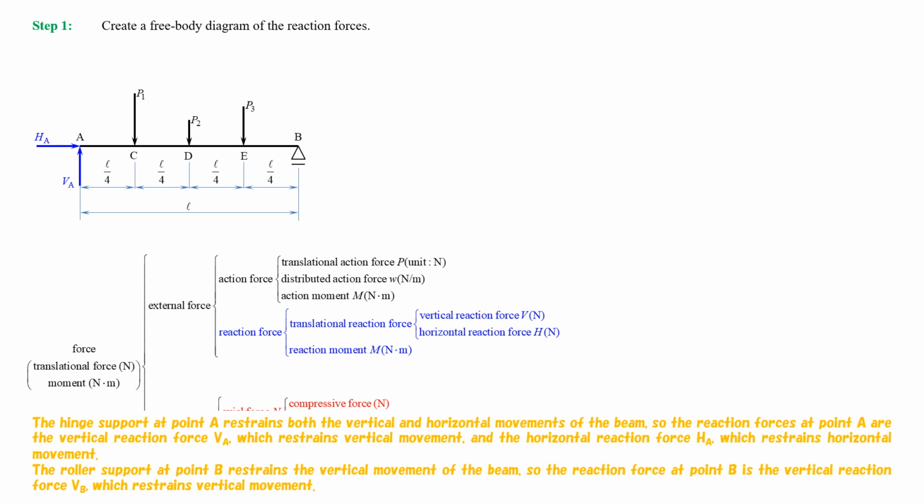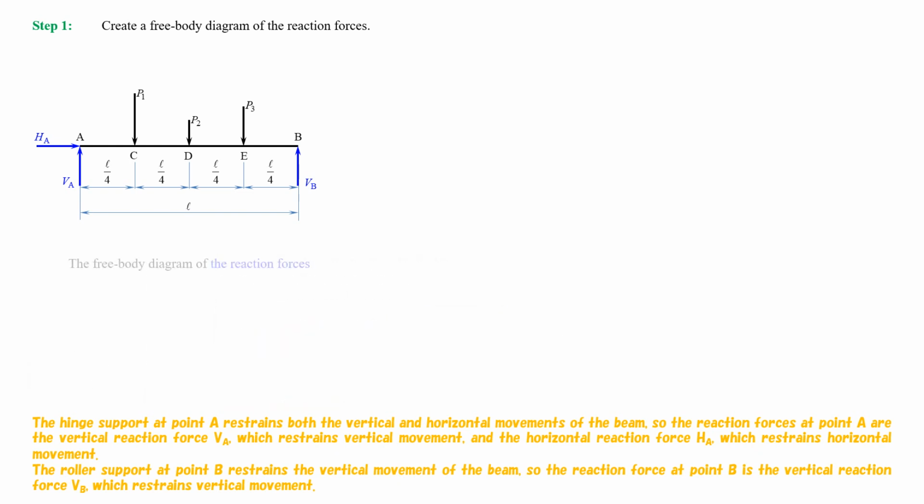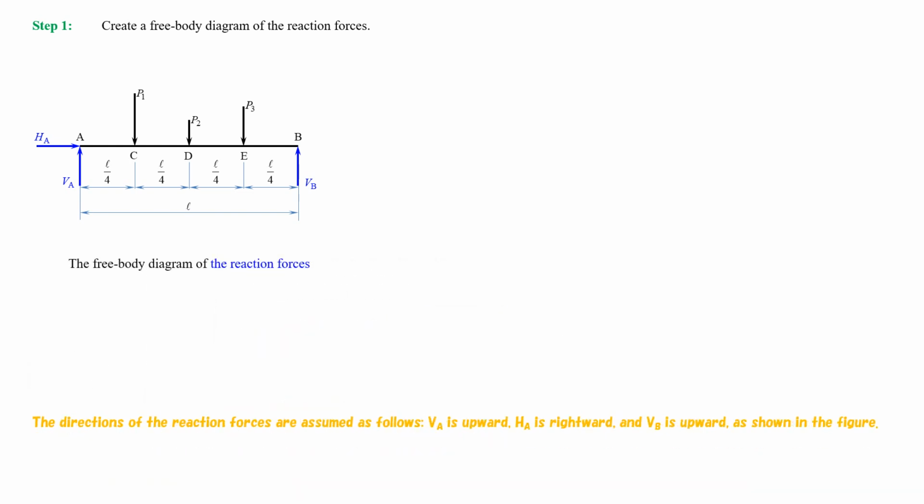The roller support at point B restrains the vertical movement of the beam, so the reaction force at point B is the vertical reaction force VB, which restrains vertical movement. The directions of the reaction forces are assumed as follows: VA is upward, HA is rightward, and VB is upward, as shown in the figure.